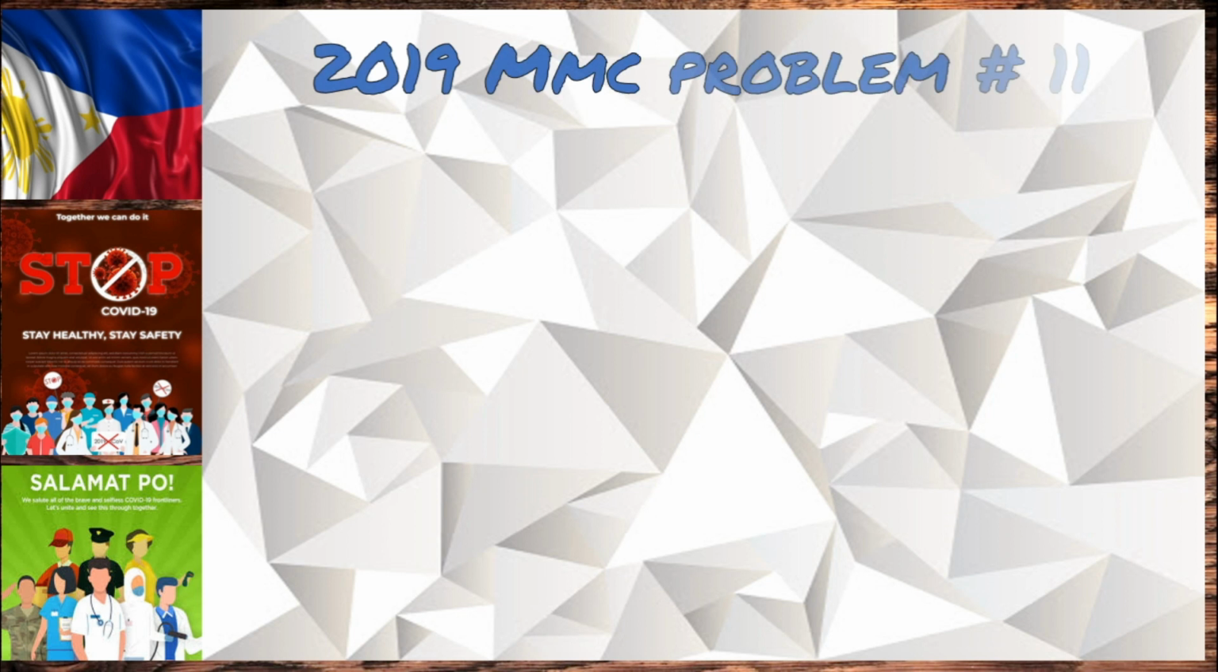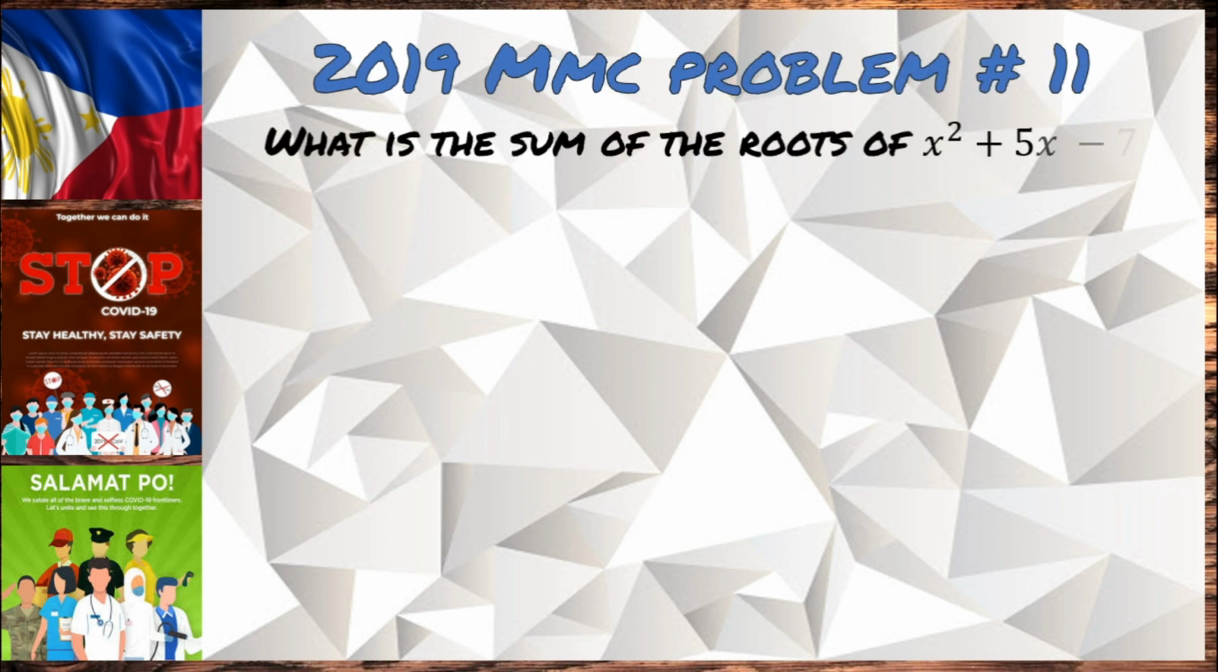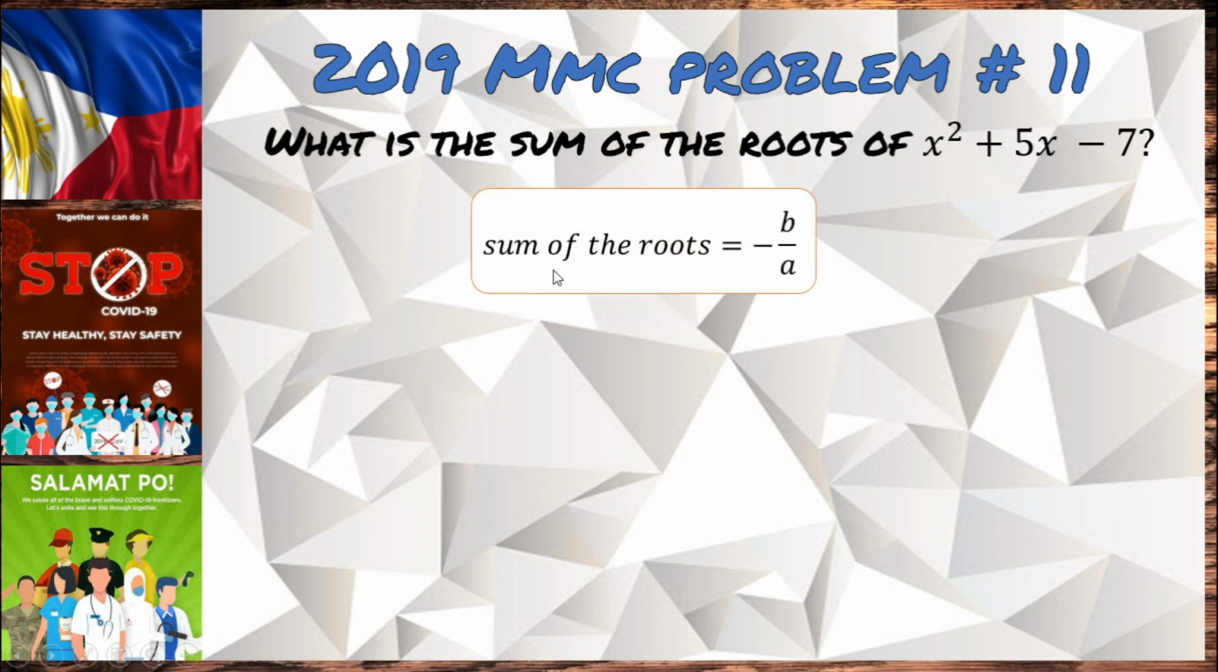Problem number 11. What is the sum of the roots of x squared plus 5x minus 7? Now, to solve this kind of problem, if you are asked to find the sum of the roots, you can use the formula: sum of the roots is equal to negative b over a, where b and a here are the numerical coefficients of the given quadratic equation. But in this video, I'll be presenting to you a different trick.